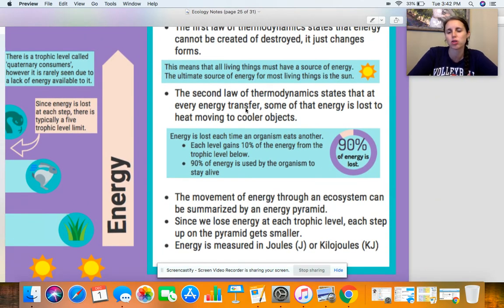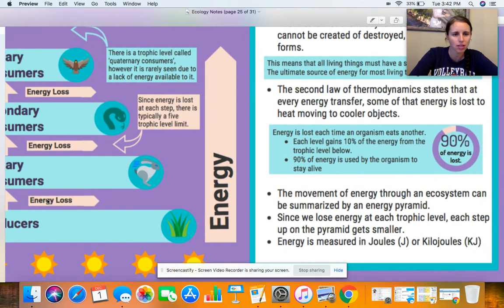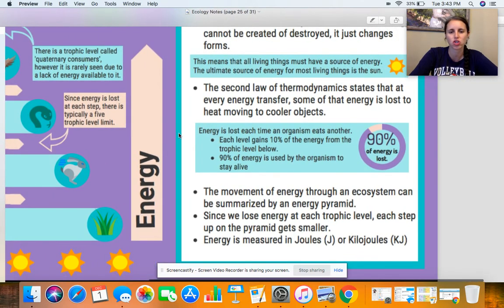The second law of thermodynamics states that at every energy transfer, some of that energy is lost to heat moving to cooler objects. So we talked a little bit about this energy loss here. We didn't say what that energy was being lost to. That energy is mostly being lost to heat. So we are losing heat at each of these steps. So it's not a totally efficient transfer.